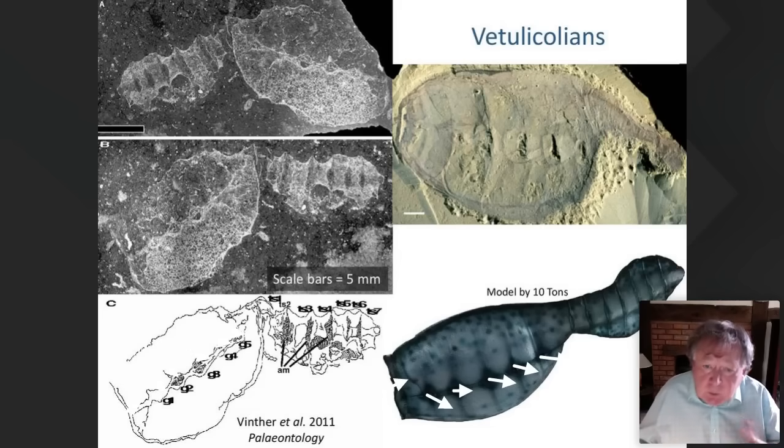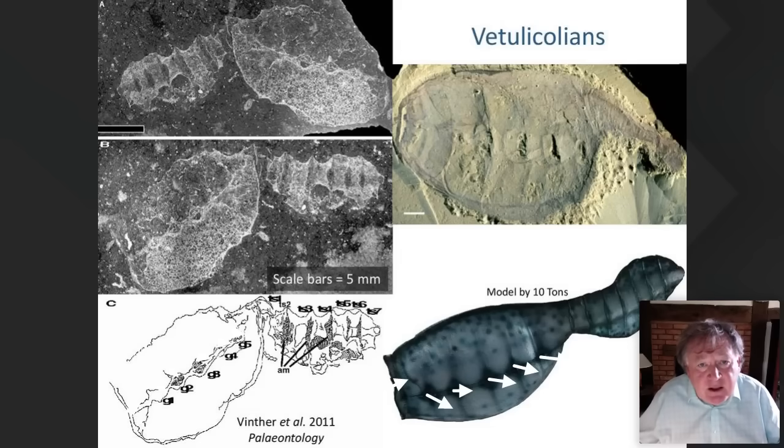So we think that this was capable of free swimming, as the model by Esmond Horn in 10 tons indicates on the right. And here for comparison is an example from Chengjiang. So this is where vetulicolians were first described from.